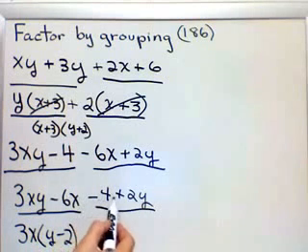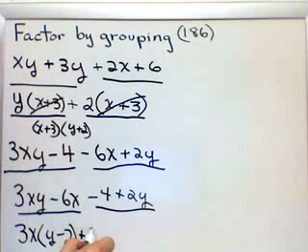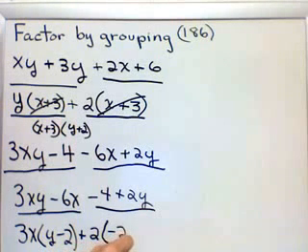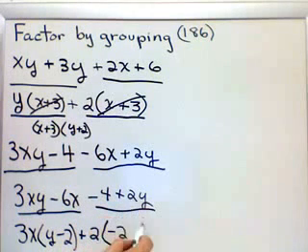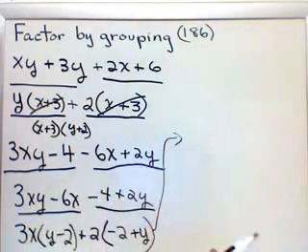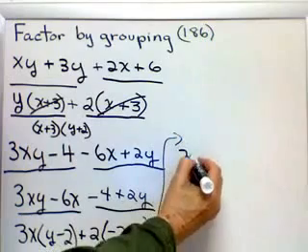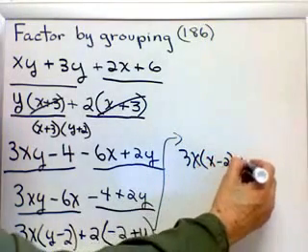All right, what can I factor out of these 2? Let's put a plus. They both divide by 2, so I'm going to put a 2, and then I get minus 2. Minus 4 divided by 2 is minus 2. 2y divided by 2 is y, so minus 2 plus y. Now, I need to rewrite this one so that it looks a little bit better. So I have 3x times y plus 2.